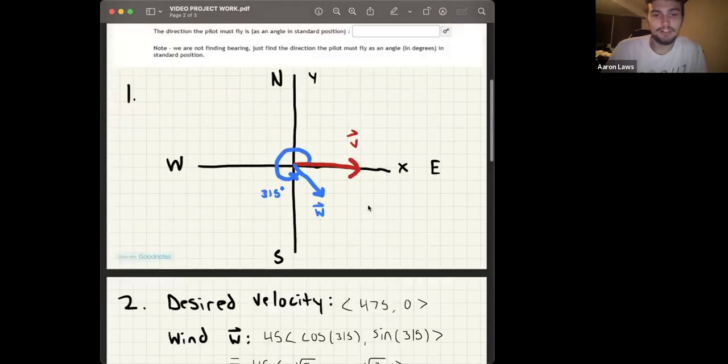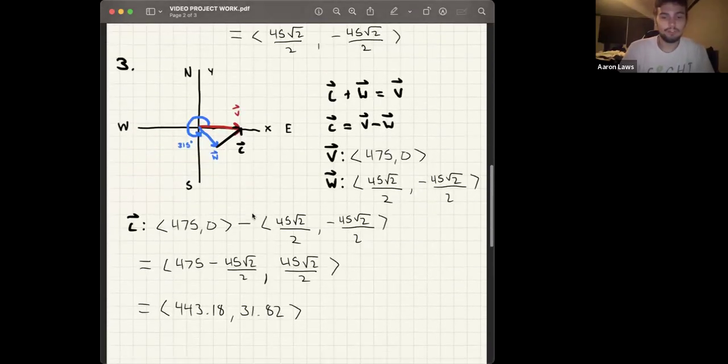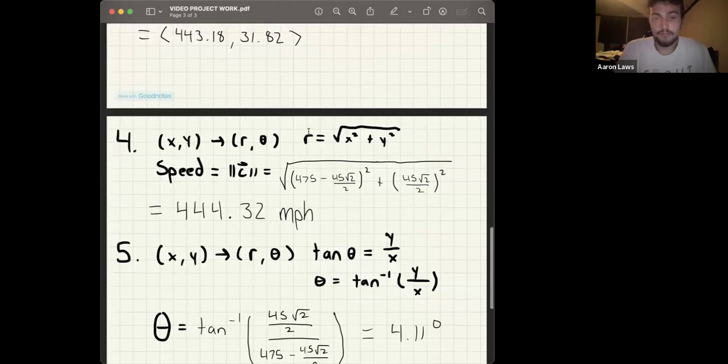Then the next part of the problem asked us to solve what speed in miles per hour the pilot must fly. To do that, we are just going to use the rules of converting from Cartesian to polar and solving for the magnitude of our velocity vector. Basically, all we're going to do is take the square root of x squared plus y squared. That is the magnitude of our correction vector, and it gives us our overall speed. So we just plug that into the calculator.